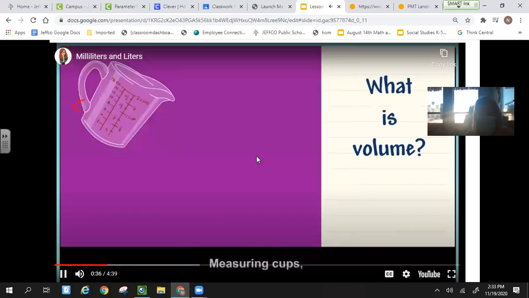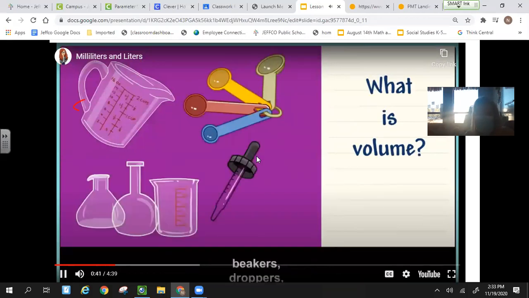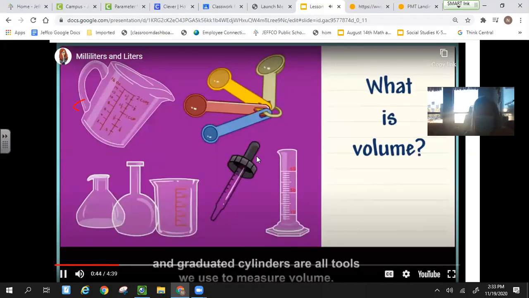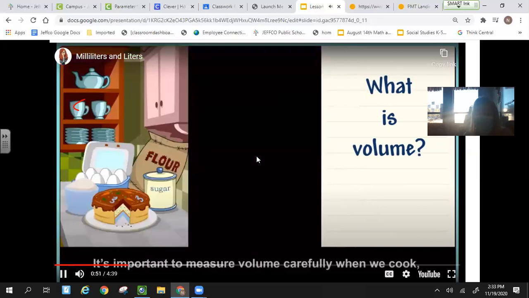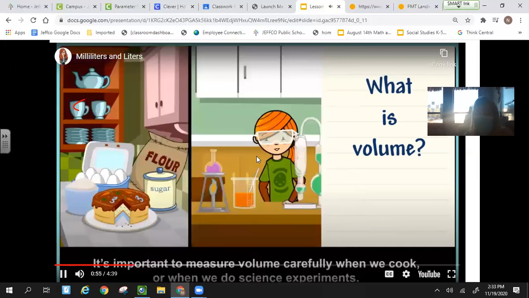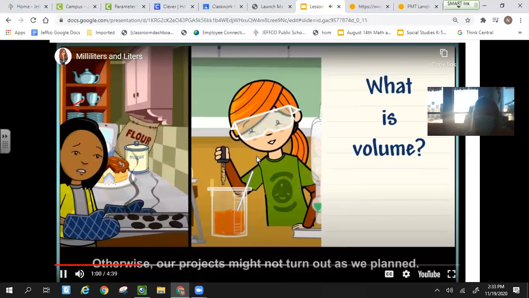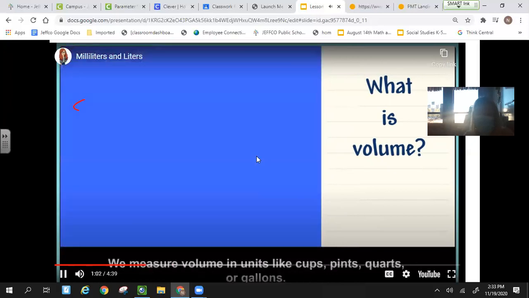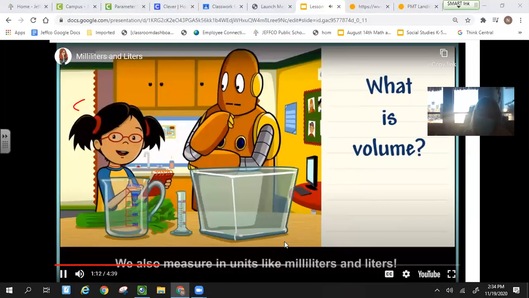Measuring cups, measuring spoons, beakers, droppers, and graduated cylinders are all tools we use to measure volume. It's important to measure volume carefully when we cook or when we do science experiments. Otherwise, our projects might not turn out as we planned. We measure volume in units like cups, pints, quarts, or gallons. We also measure in units like milliliters and liters.